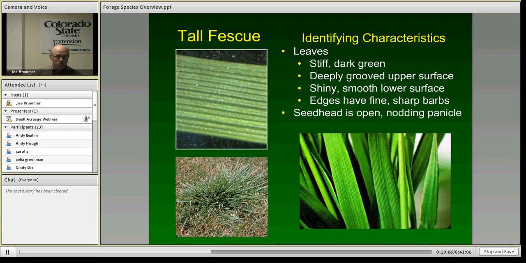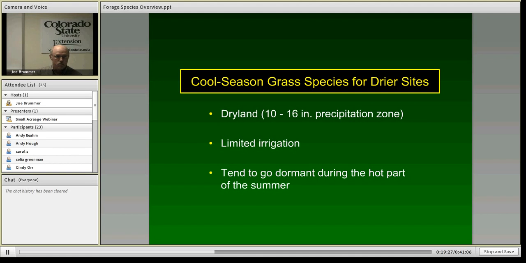Easy identifying characteristic for this one is the leaves tend to be stiff and dark green and have deep grooves on the upper surface, and the underside tends to have kind of a shiny appearance to it. Again, it produces a very big bunch of very stiff leaves. Again, some of these aren't as palatable as some of the other species I talked about. So those are the species that work for irrigated conditions.